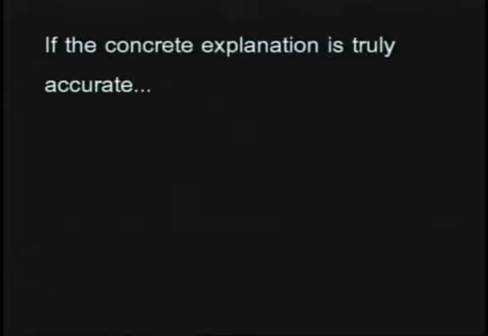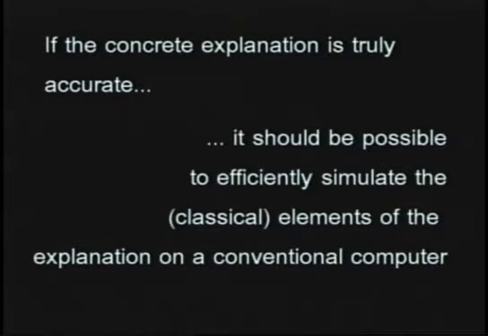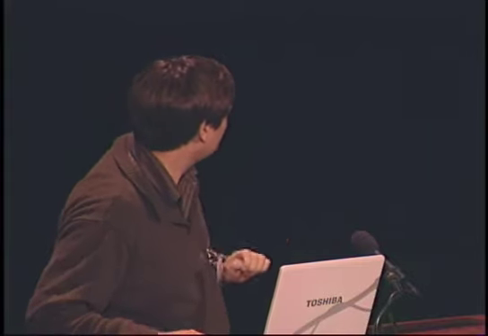If the concrete explanation I give you were perfectly accurate, then it should be possible to efficiently simulate all of the classical elements of that explanation on a conventional computer. And that would mean that we could efficiently simulate a quantum computer on a conventional computer. The reason, of course, that we want to understand quantum computers is in the hope they can do things that conventional computers can't. So what's really interesting about quantum computers is, in fact, the gap between my ability to give you a direct, concrete model of how they work, where there's a one-to-one correspondence between the elements of the computer and the elements of the explanation, and what's actually going on.